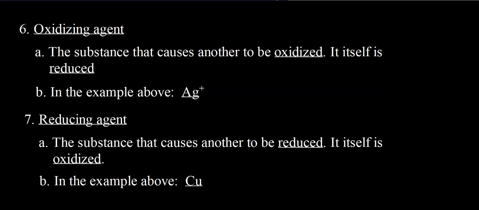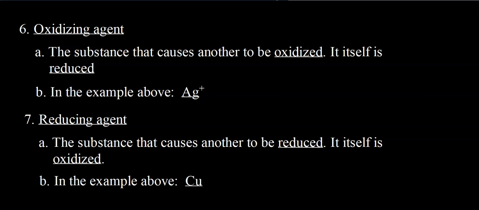Likewise, we have something called a reducing agent or reducer. The reducing agent is the chemical that causes something else to be reduced, causes something else to gain electrons. Well, how can it cause something else to gain electrons? Well, it itself must be losing those electrons. So the reducing agent itself is oxidized.